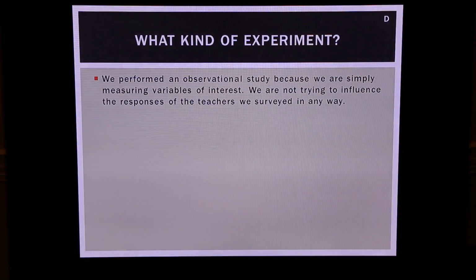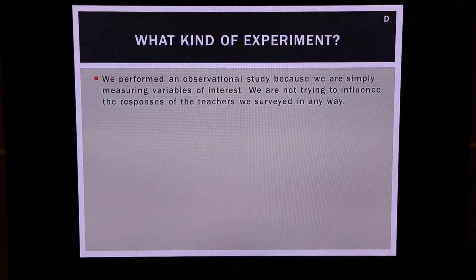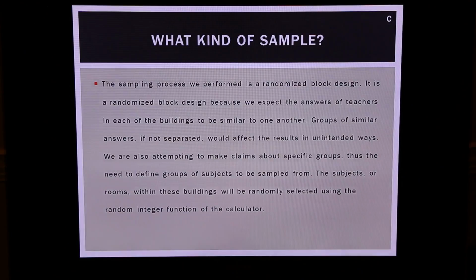So what kind of experiment was this? We performed an observational study because we are simply measuring variables of interest. We're not trying to influence the responses of the teachers, we just surveyed them.